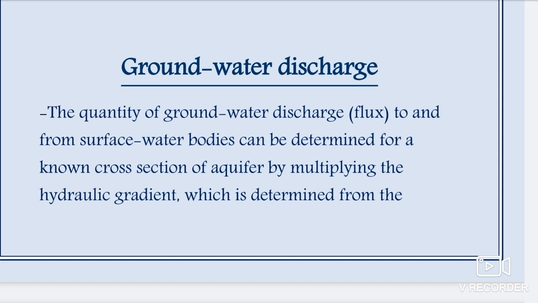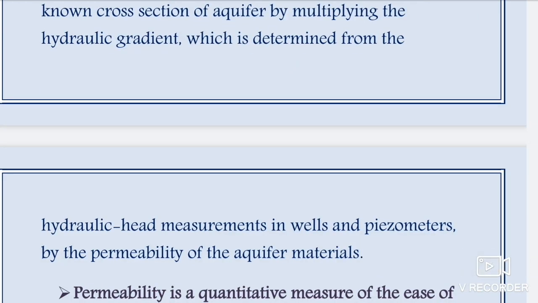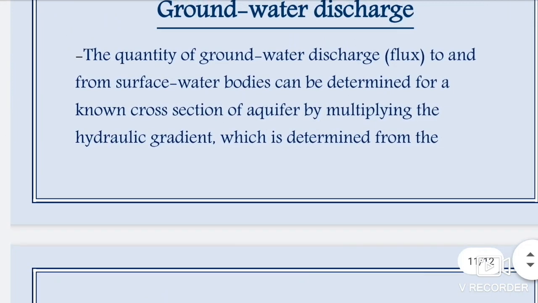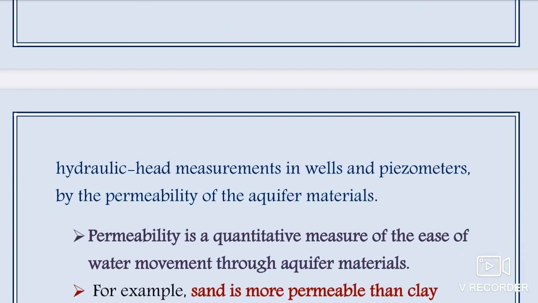The quantity of groundwater discharge, better known as flux, to and from surface water bodies can be determined for a known cross section of aquifer by multiplying the hydraulic gradient, which is determined from the hydraulic head measurements in wells and piezometers, by the permeability of the aquifer materials.